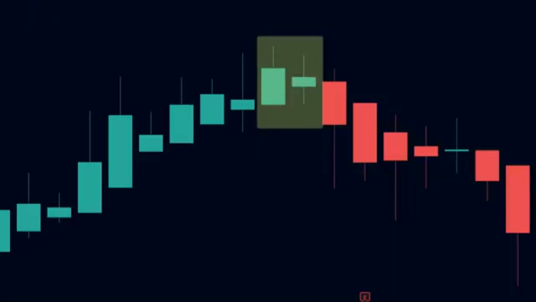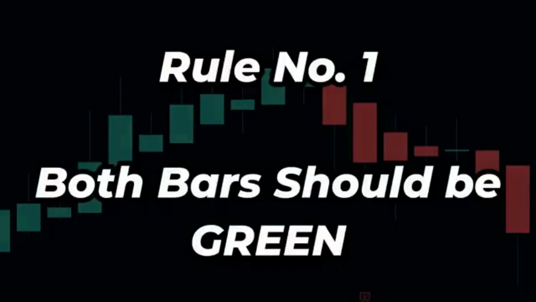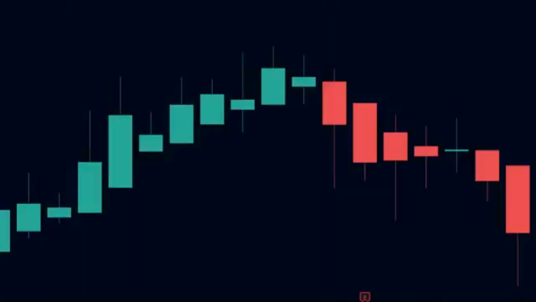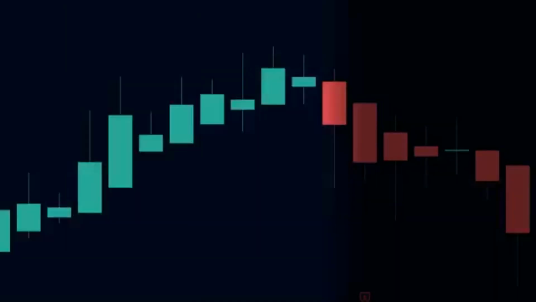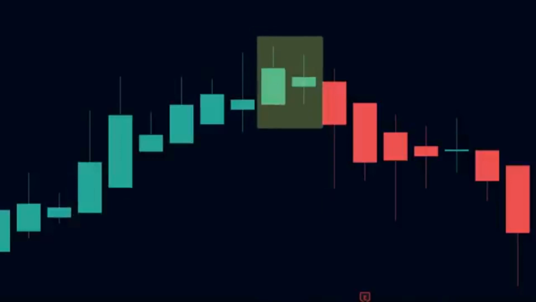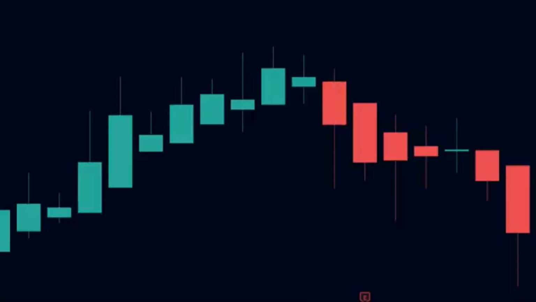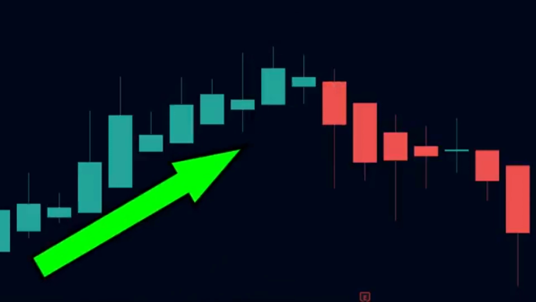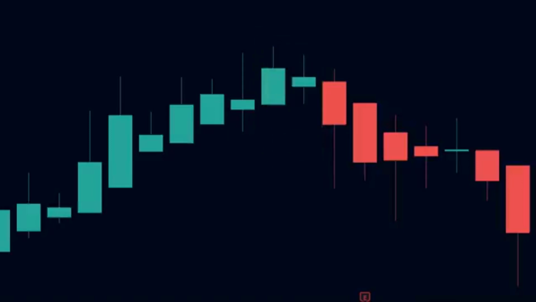A bullish inside bar has only two rules. Rule number 1. The inside bar and the previous bar, both should be green. And rule number 2. The inside bar should occur after a substantial up move. This is a bullish inside bar candle. Here we see that the inside bar and the previous candle are both green. And the pattern appears after an up move. So this was a valid bullish inside bar.